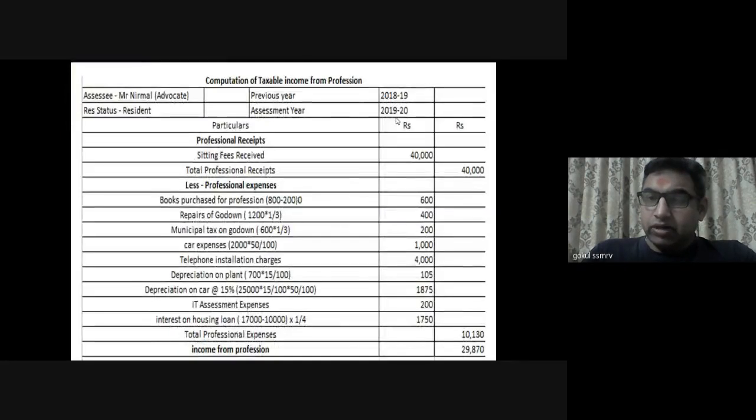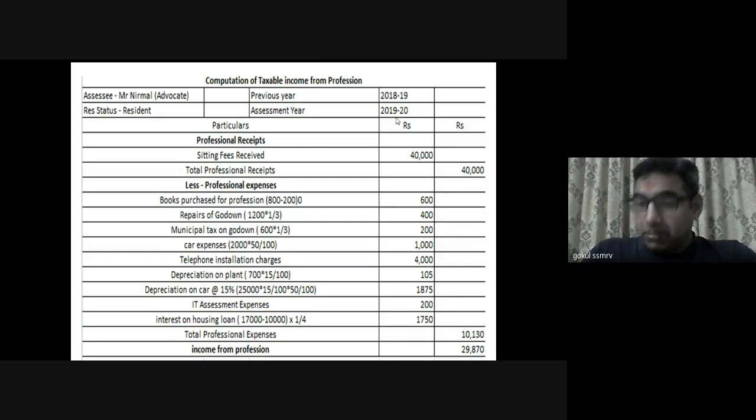So let us go back to this one. Sitting fees received, 40,000, we have taken. Books purchased for profession 800 minus, I've just put a zero there, that's a mistake. 800 minus 200, 600 rupees is taken. Repairs to godown 1200 into 1 by 3. Municipal tax on godown 600 into 1 by 3. Car expenses 2000, 50% of that, which is 1000. Telephone installation charges 4000 is fine.